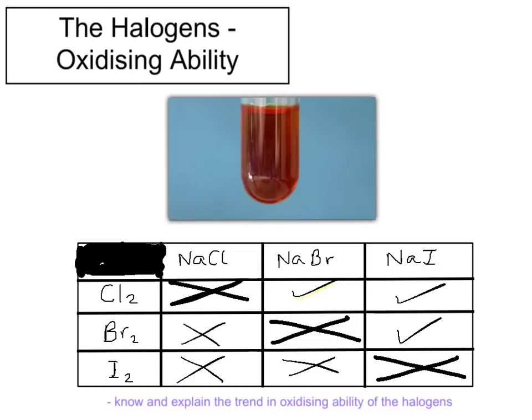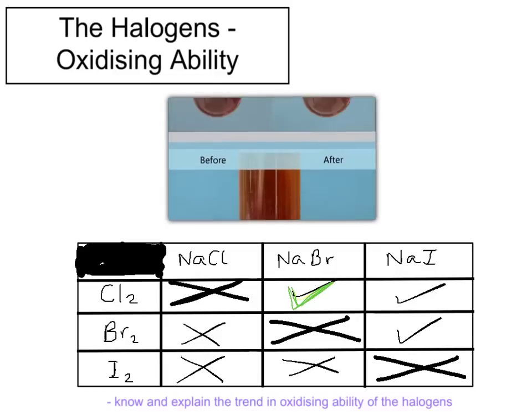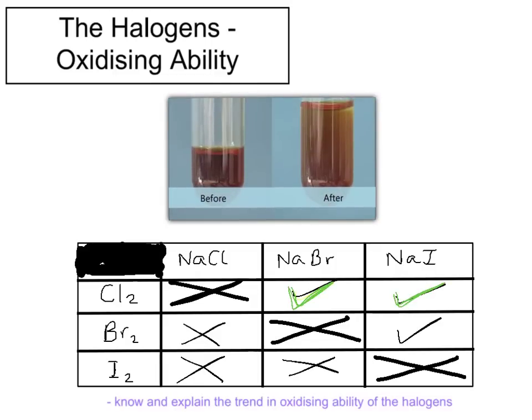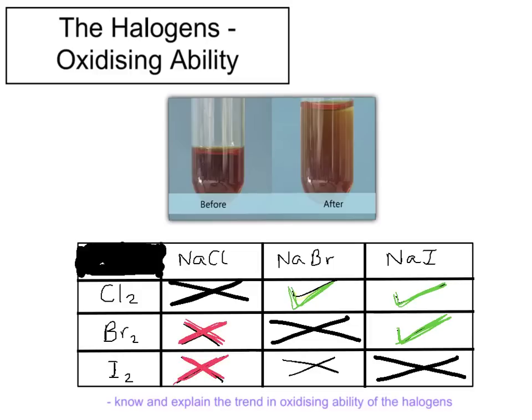If I just make this a little bit clearer by adding some colour, you can see there was a reaction between sodium bromide and chlorine, sodium iodide and chlorine, and sodium iodide and bromine, but there wasn't a reaction between sodium chloride and bromine, sodium chloride and iodine, and sodium bromide and iodine.